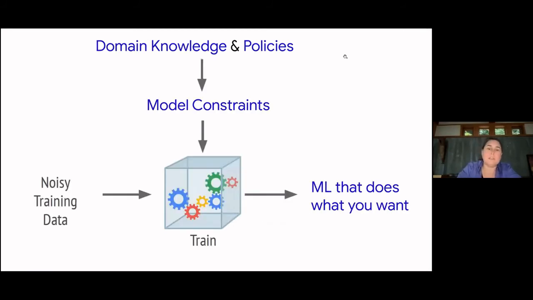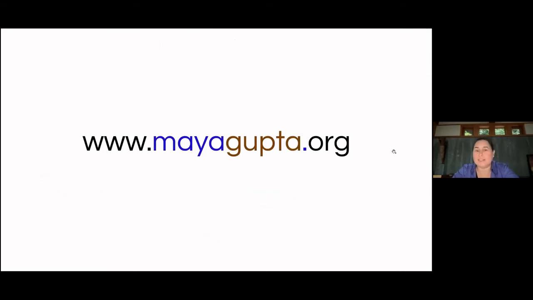Okay, so we've talked about a bunch of different model constraints and how you can grab different kinds of domain knowledge and policies, put those into the model constraints, put those into the training, and hopefully get machine learning that does what you want. As I said, this was reflecting a bunch of work with dozens of product groups at Google, but I think there's a lot more and even different kinds of product model constraints than I talked about that maybe I just don't know about. So excited to hear what you guys have to say about all that.